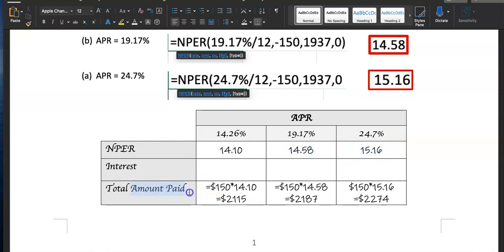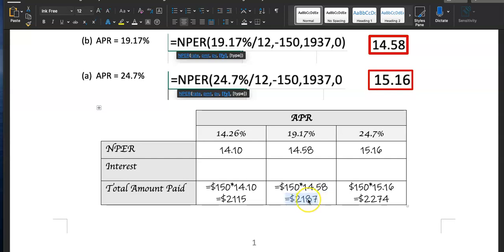And I actually created this last column called total amount paid, to see if you're paying $115 and you're making 14.1 payments, how much do you end up paying in the end? Well, that came out to be $21.15. Now, if you're paying $150 every month, but the number of payments is slightly higher, 14.58, the total amount paid is slightly higher too, $21.87.